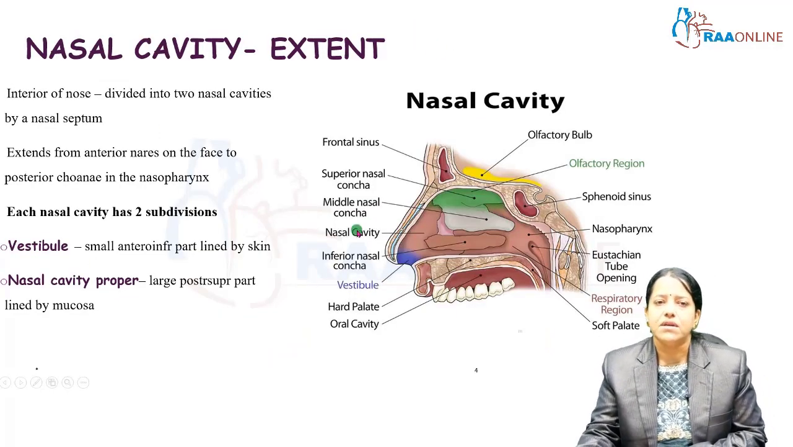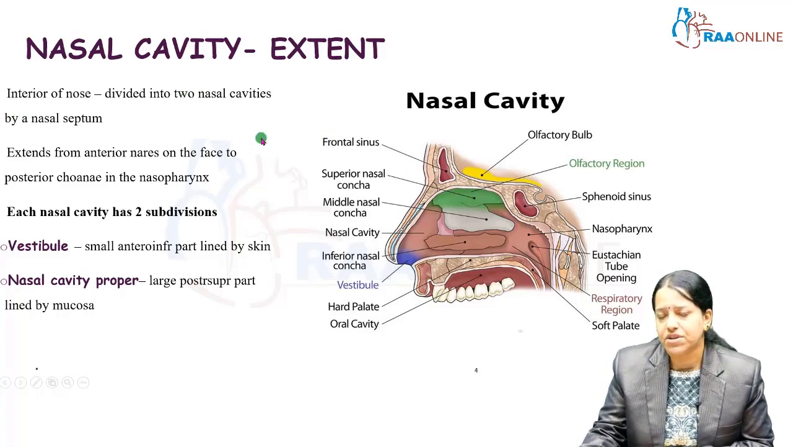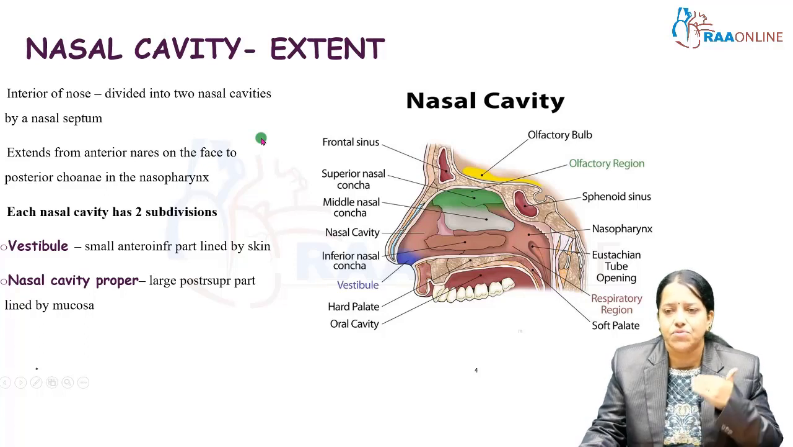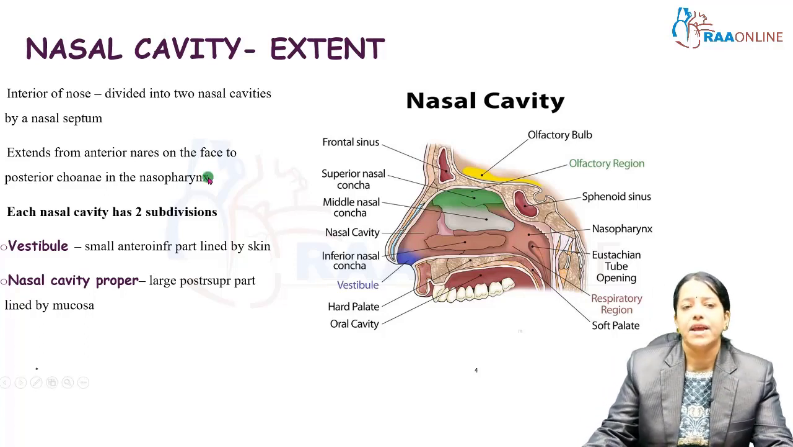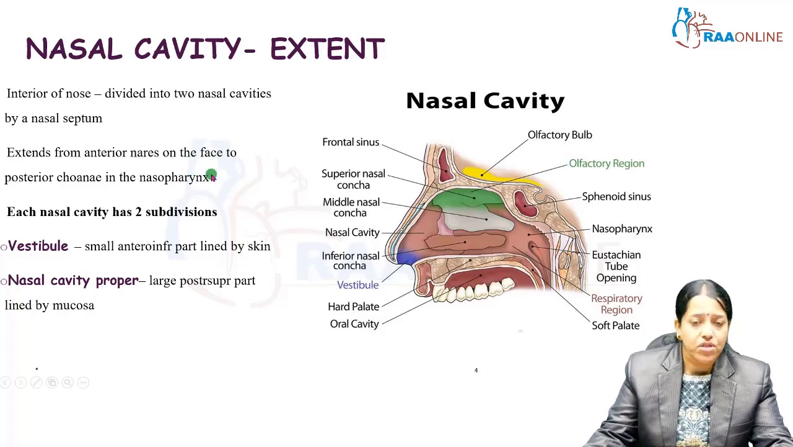Coming to the nasal cavity, the interior of the nose is divided into two nasal cavities, because the two nostrils extend inside as the two nasal cavities. It extends from the anterior nares on the face to the posterior choana in the nasopharynx. If you observe, this is the nostril or the anterior nares, it enters like this, this will be the lateral wall, and where it ends is the posterior nares or the choana, and from the choana you get the nasopharynx, where the nasopharynx starts.